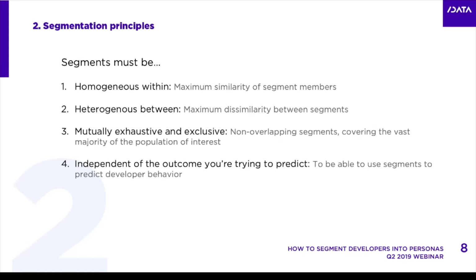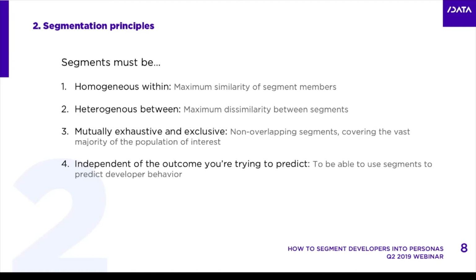Third, and very related to the other two, segments should be what we call MEE, so mutually exhaustive and exclusive. Exclusive meaning they do not overlap, so non-overlapping segments. Why? Because you want each developer to belong to just one single segment, so you know what campaign, what offering to reach out to them with. And you want your segments, if you put them all together, to be exhaustive, so to cover your whole population.